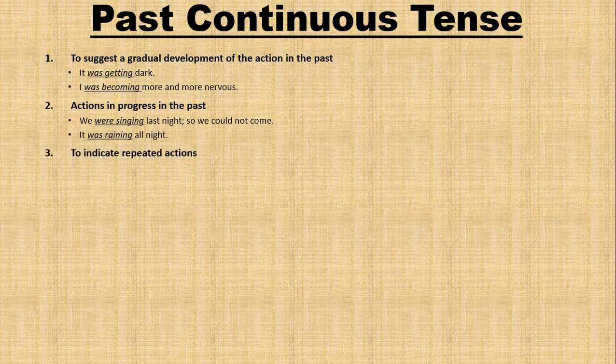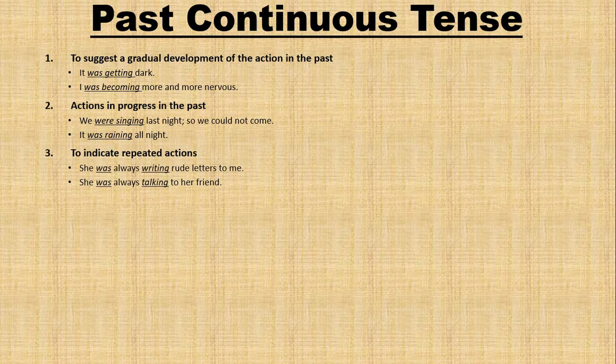So the next one is to indicate repeated actions. The past continuous with always expresses a frequently repeated action causing annoyance to the speaker. To indicate a repeated action that causes annoyance or irritation to the speaker, we use the past continuous as well. Let's look at two examples.